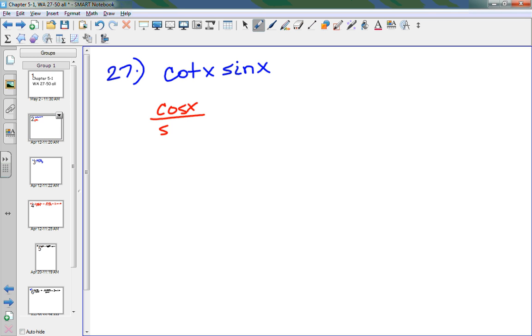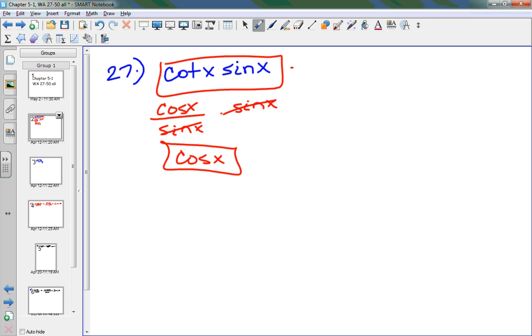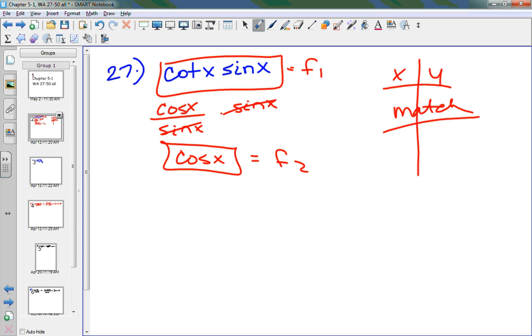Cosine of x over sine of x times the sine of x. Well, what happens to your sine of x? Cancel it. I'm left with cosine of x. When you plug this into F1 and this into F2, numerically their XY tables will match. Do we understand that? Cotangent is sine over cosine? No. Tangent is sine over cosine. Cotangent is cosine over sine.